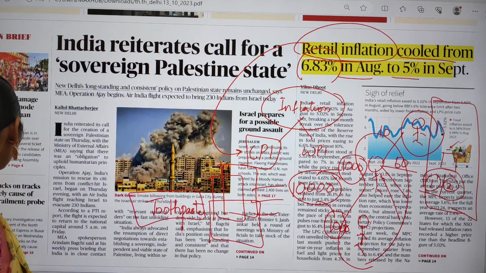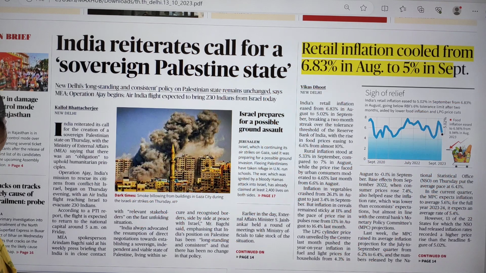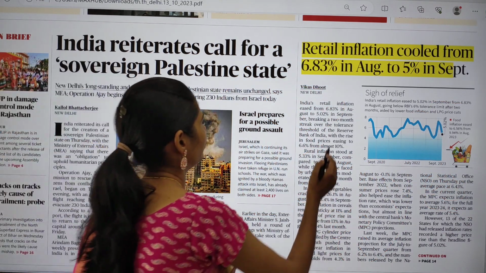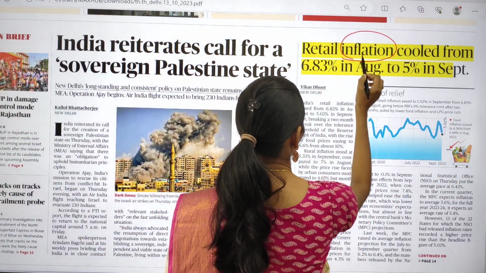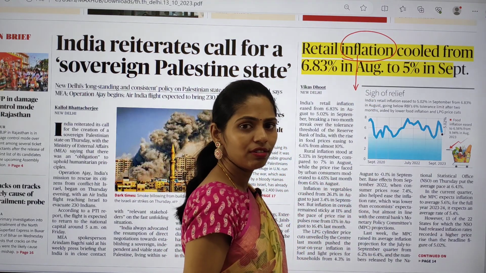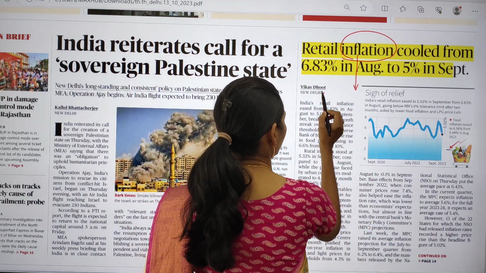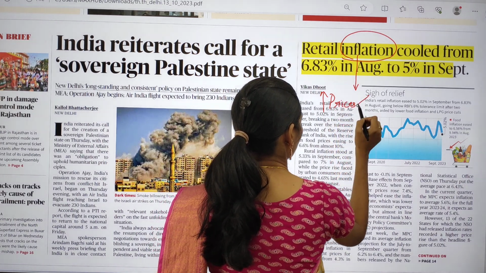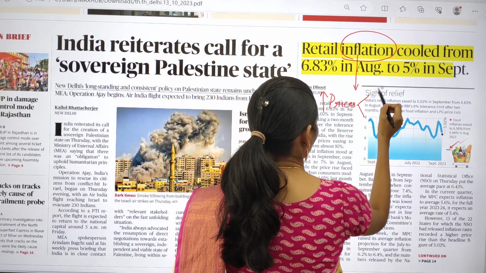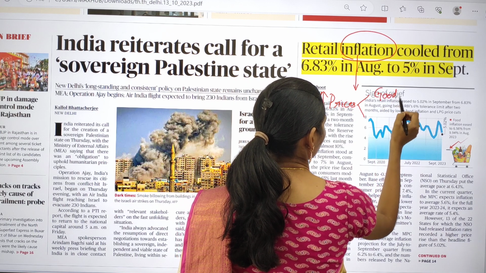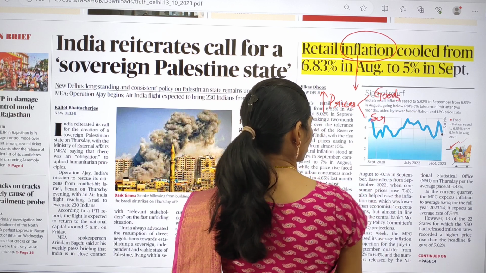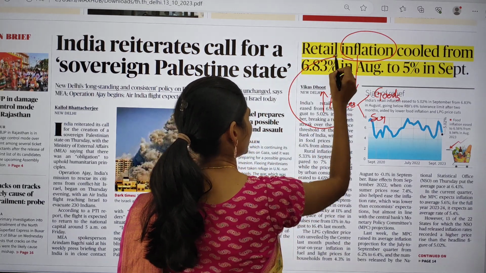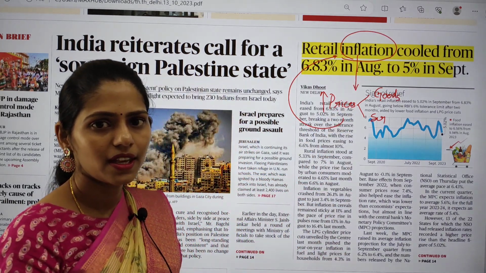Now we have to see some important concepts. Here you have to focus on this keyword: inflation. Inflation means nothing but there is a rise of prices in goods and services in the market, and this condition is called inflation.